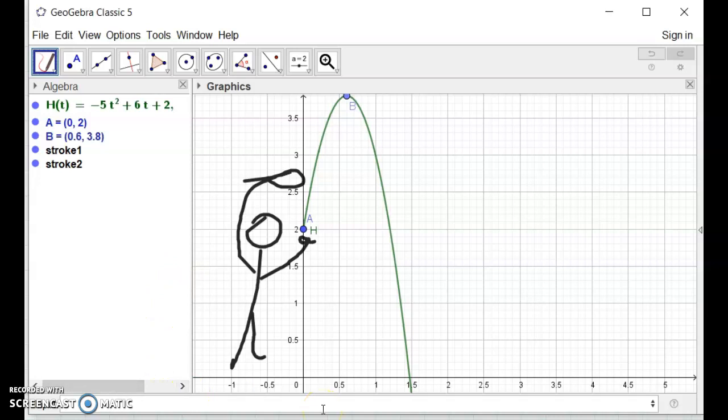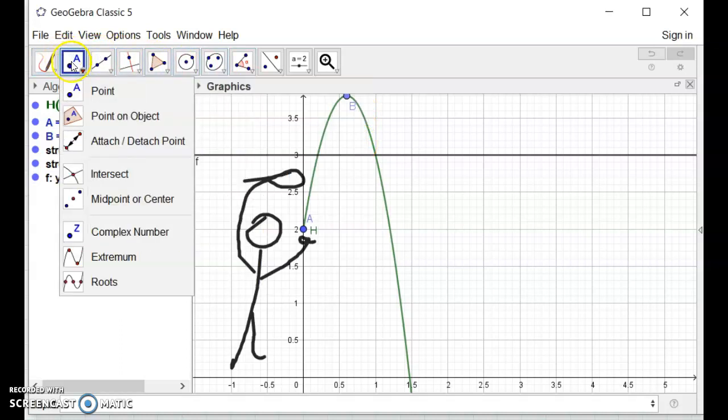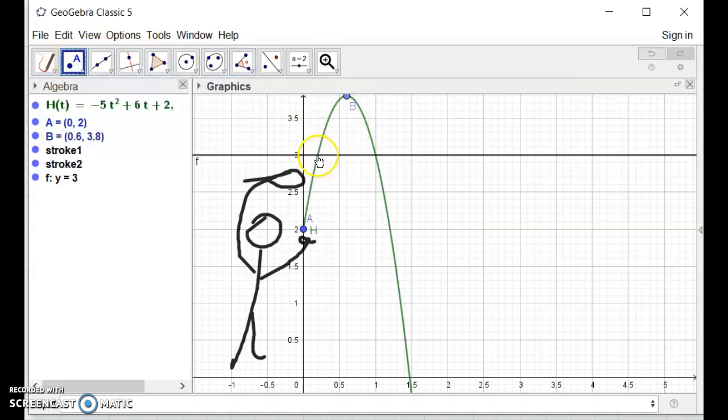So I'm going to find when this function has the y coordinate 3. So I'm going to consider the horizontal line y equals 3. And I see that there are 2 points on that line that are at the same time in our graph. So I'm going to mark those 2 points, the point C and the point D. So after 0.2 seconds, the height is going to be 3, and then again after 1 second, the height is going to be 3 as well.